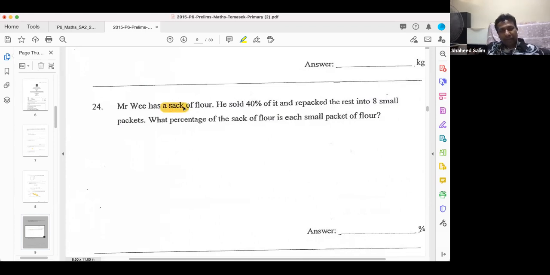Anyway, have a sack of flour, one big bag of flour. He sold 40%, and then the balance 60% he repacked into 8 small packets. Very easy. 60%, he divided it into 8 packets. Each packet, how many percent?